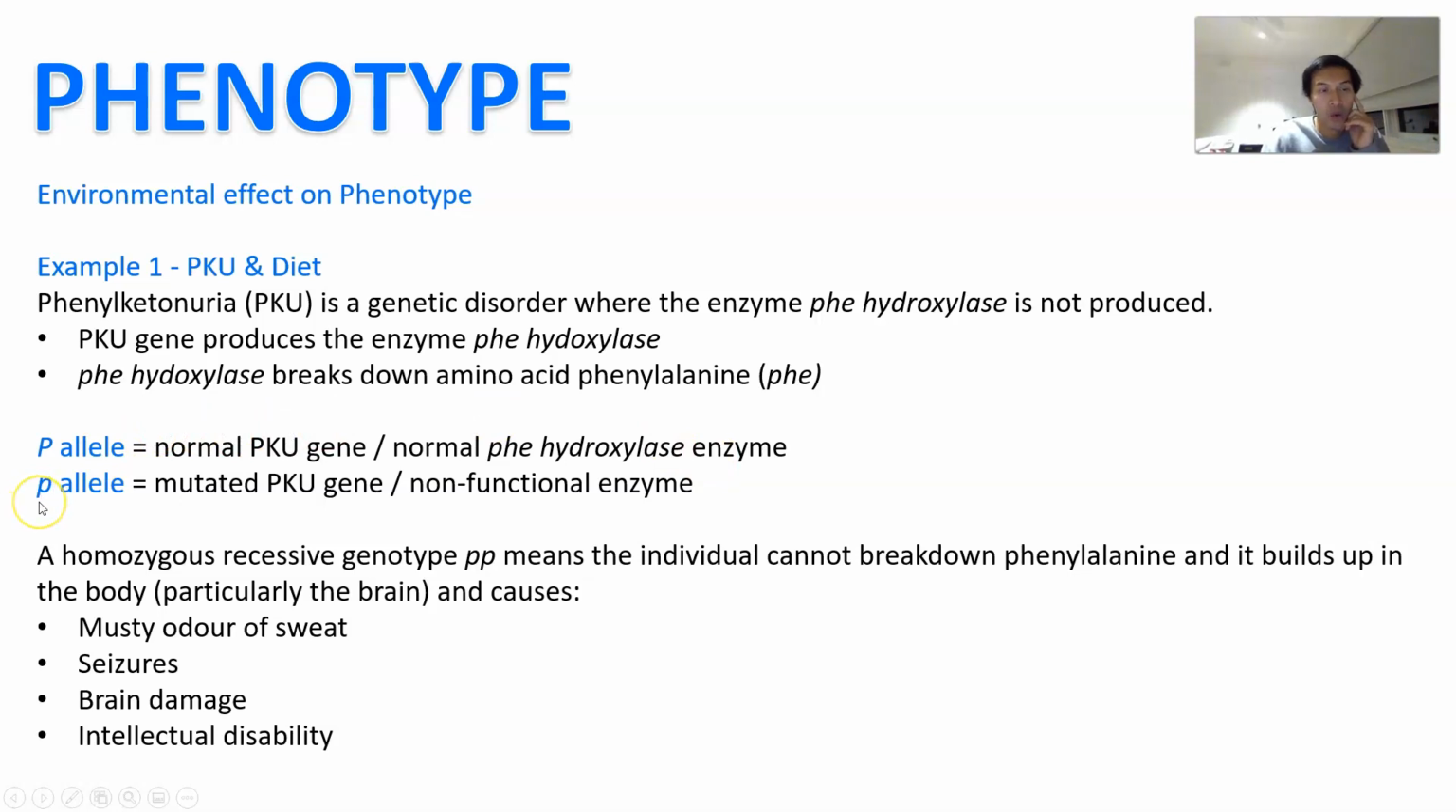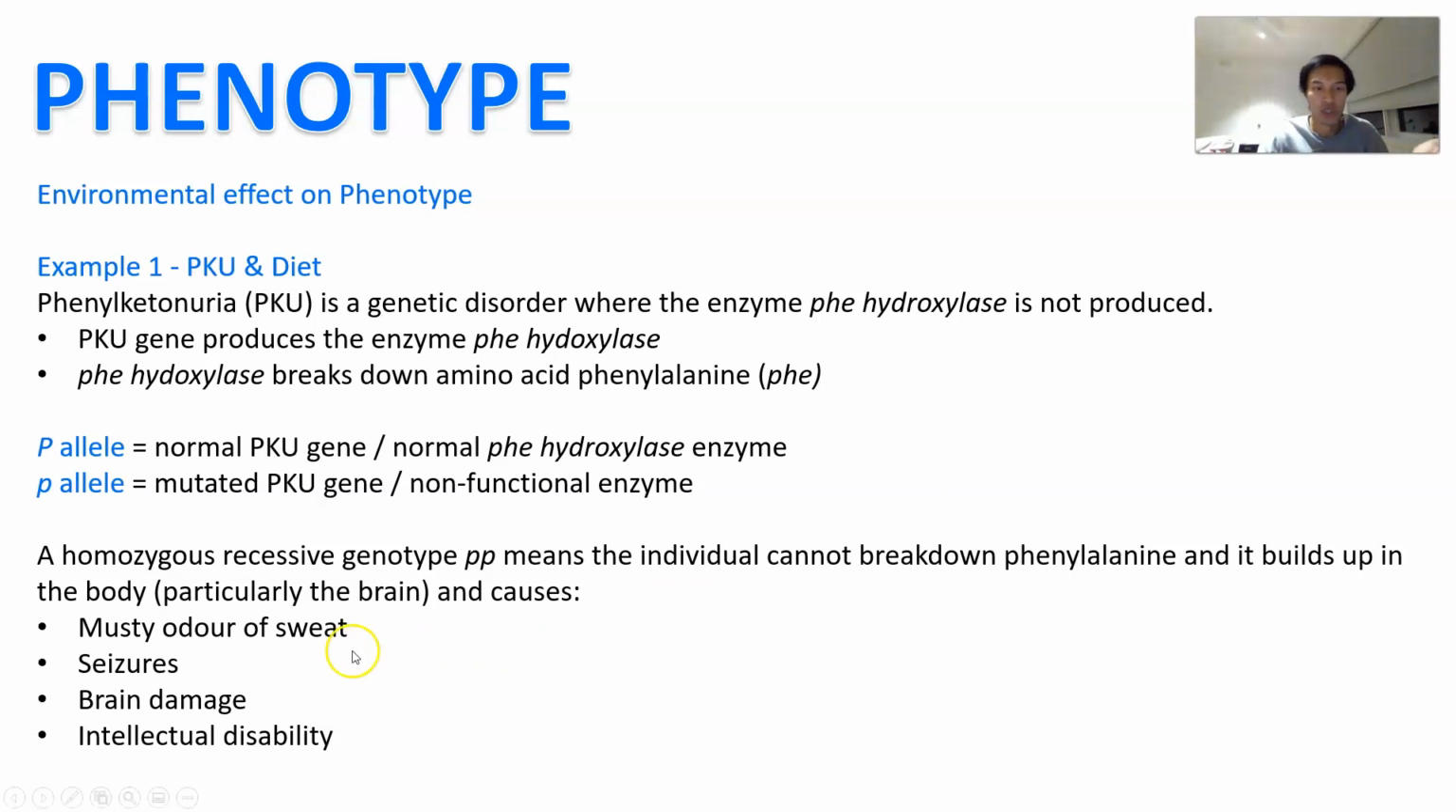However, if you have a lowercase p, a recessive allele, that mutated PKU gene produces a non-functional enzyme. The enzyme doesn't work, you can't break down phenylalanine, and it builds up in the body, right? If you have a homozygous recessive genotype, lowercase p, that means that you can't do it and it's going to build up in the body, particularly the brain, and it causes a few different things.